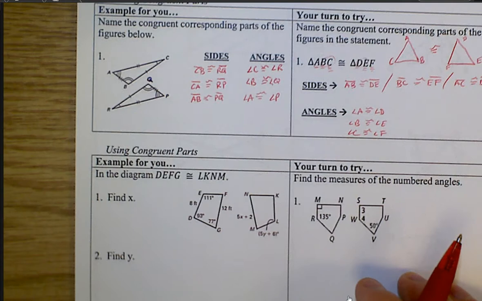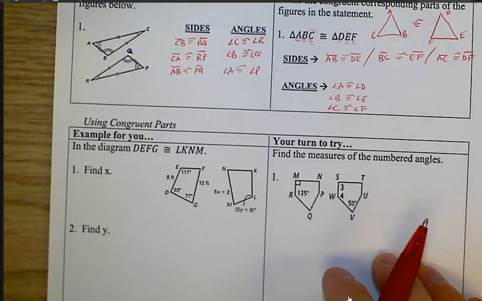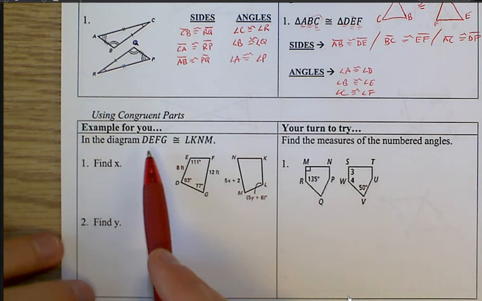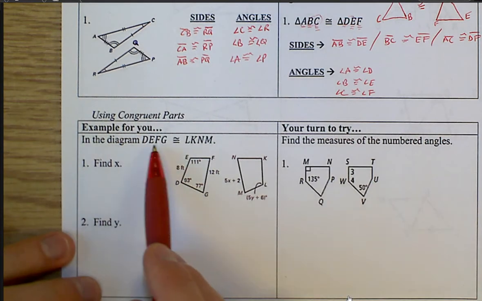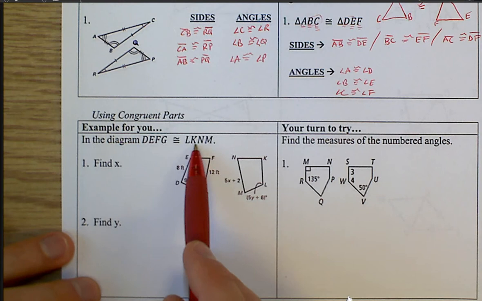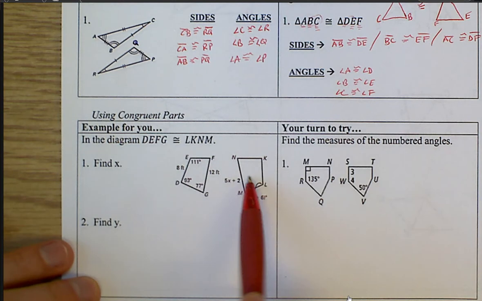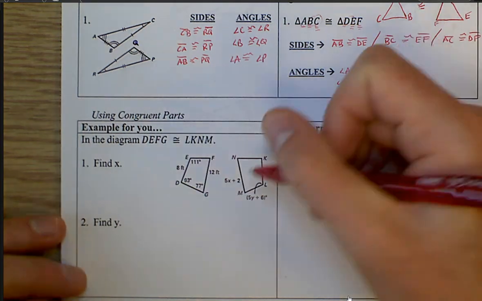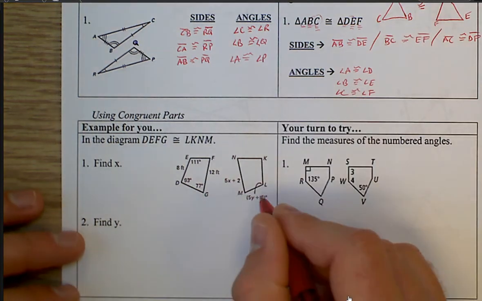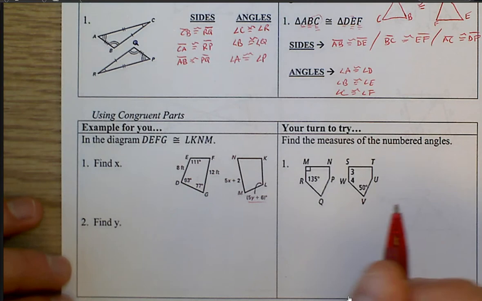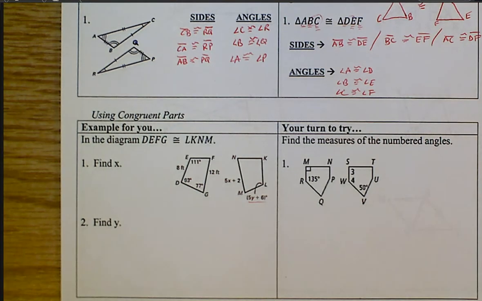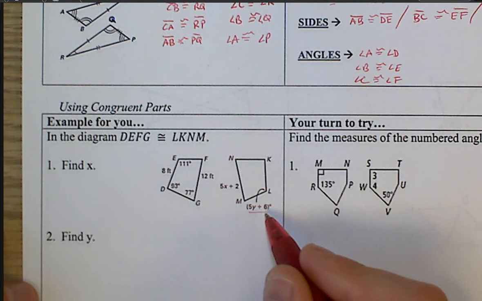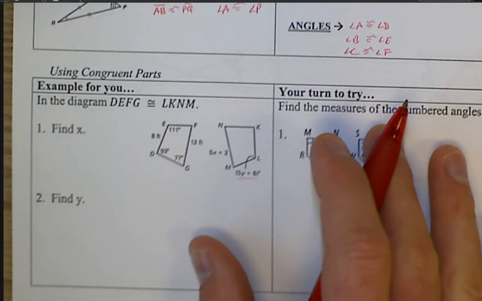Down at the bottom, now we're just doing some algebra with it. So it says in the diagram, DEFG is congruent to LKNM, which these 2 figures are congruent. All right? And so I'm going to find y first, which is right here. So this says 5y plus 6. Hope you can read that. I'll zoom in a little bit here for you. 5y plus 6.